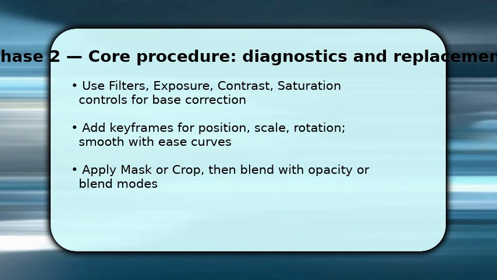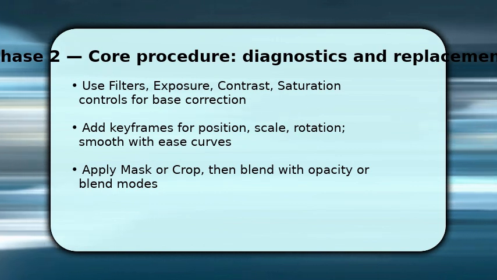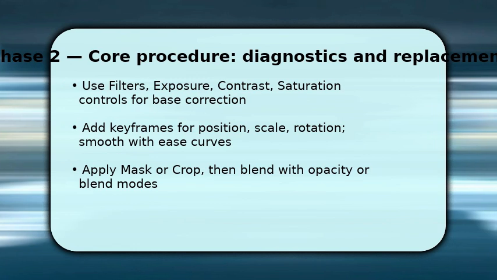If you need focus or vignette, use mask and feather, then blend with opacity or blend modes to integrate overlays. Once these adjustments are set, play back to confirm timing and visual flow before moving to final polish.